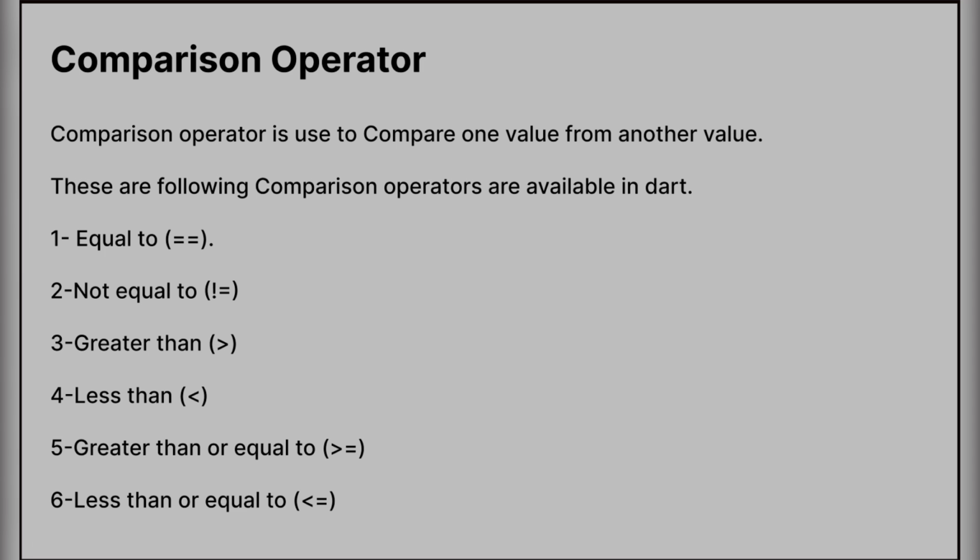The second one is not equal to, which means the left value is not equal to the right value. In this condition we will use the not equal to operator. The third one is greater than. If we want to check whether the left value is greater than the right value, we will use the greater than operator. Fourth, the less than operator. If we want to check whether the left value is less than the right value, we will use the less than operator.